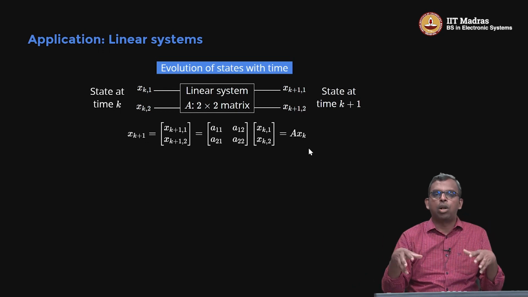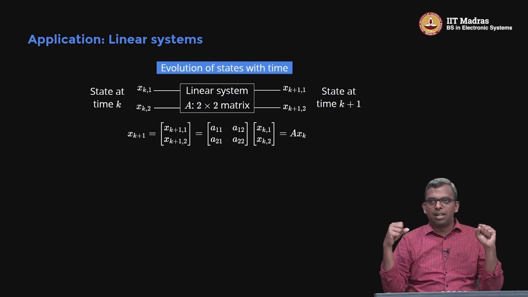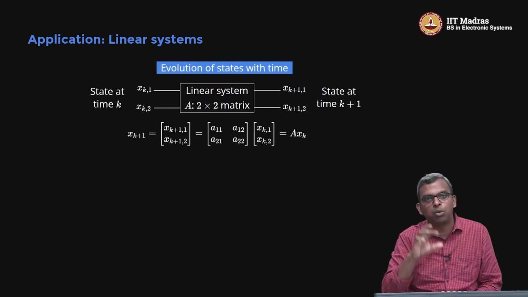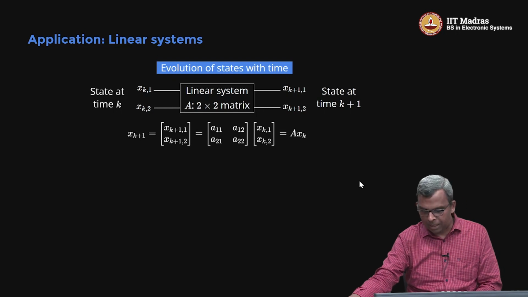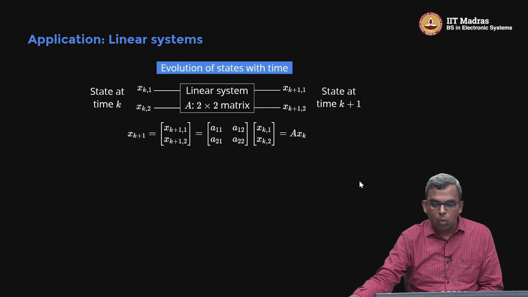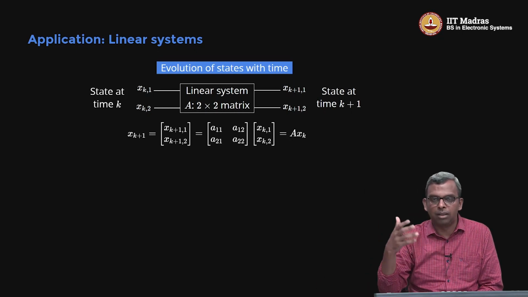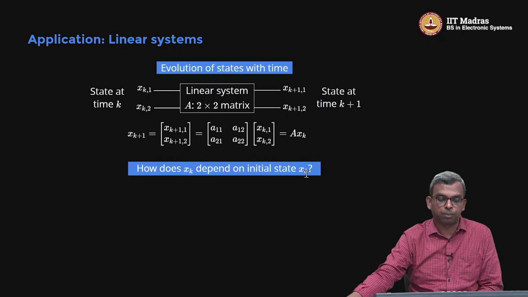Okay, so this is a model that is used so frequently in control theory, in circuits, in engineering across the spectrum. Maybe not 2 by 2, maybe you use a larger size, but 2 by 2 is a good place to start. So, here is the interesting question that leads ultimately to eigenvalues, eigenvectors and all that. How does xk depend on the initial state x0?